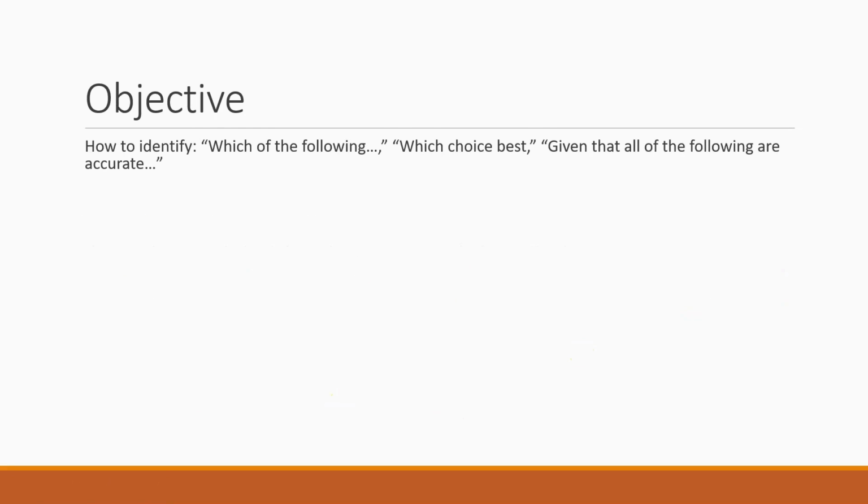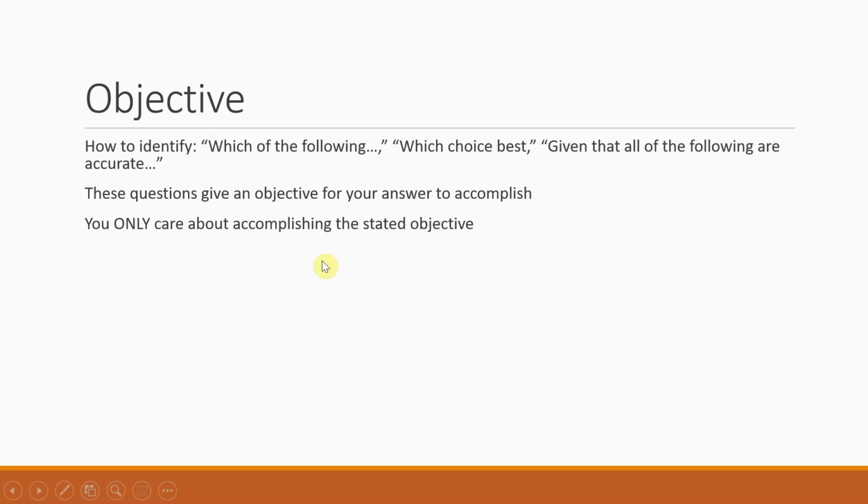Last one for this video, objective questions. How will I identify those? They're normally going to have phrases such as which of the following, which choice best does something, or given that all the following are accurate, and so on. If you see a phrase like that, you've got an objective question. What are they going to do? It's the name. They're going to give you an objective that your answer has to accomplish. They want to know what answer best does something. You only care about accomplishing that objective.